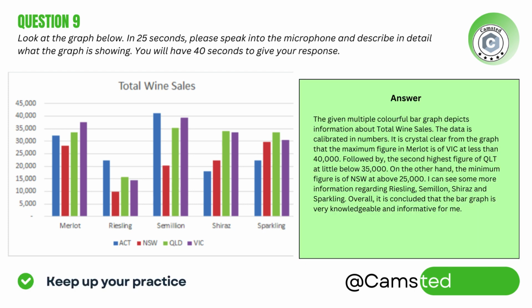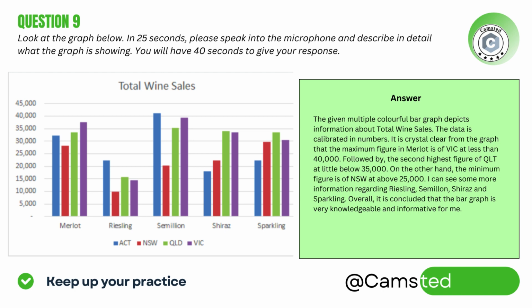The given multiple colorful bar graph depicts information about total wine sales. The data is calibrated in numbers. It is crystal clear from the graph that the maximum figure in Merlot is of VIC at less than 40,000. Followed by the second highest figure of QLT at a little below 35,000.